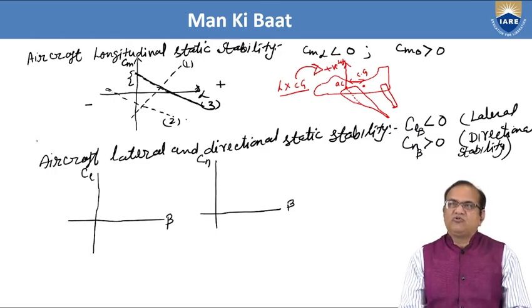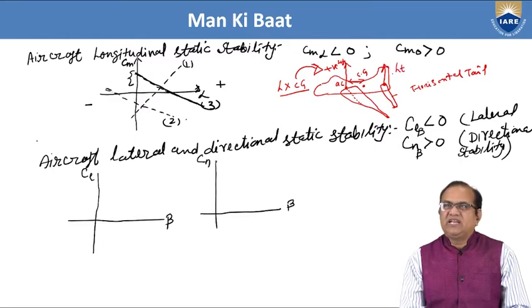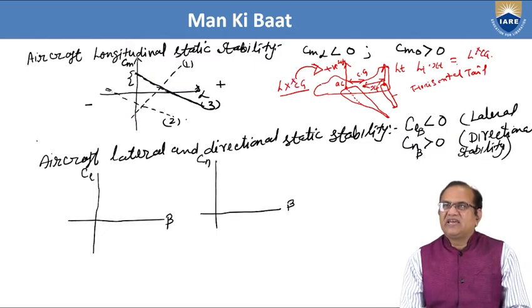So how do we make the aircraft statically longitudinally stable? We need a tail. This is called the horizontal tail, and it has to generate a force. This is the AC of the tail. I am writing here LT, the lift force generated in this direction, into this small distance XT. So the moment generated by this horizontal tail will be LT into XT. This should be equal to L into XCG. If these are equal, then the aircraft is stable.